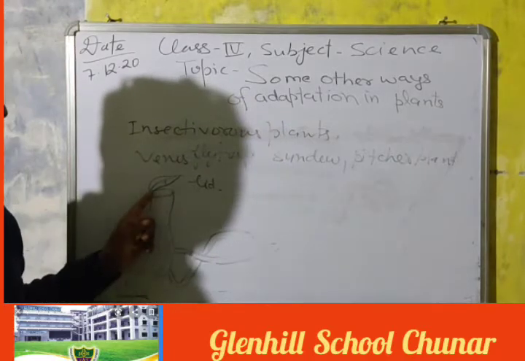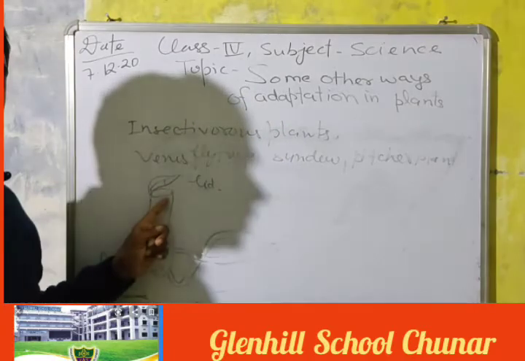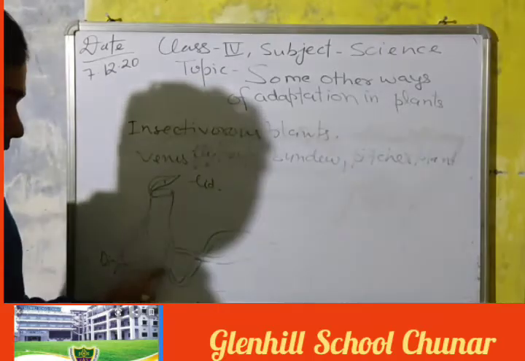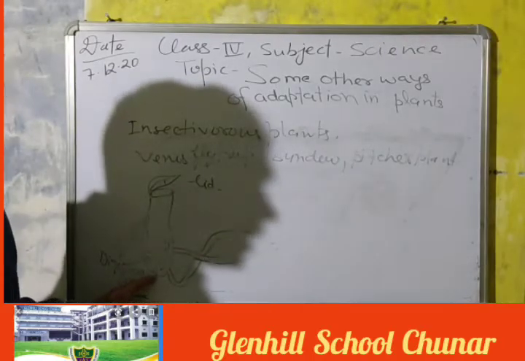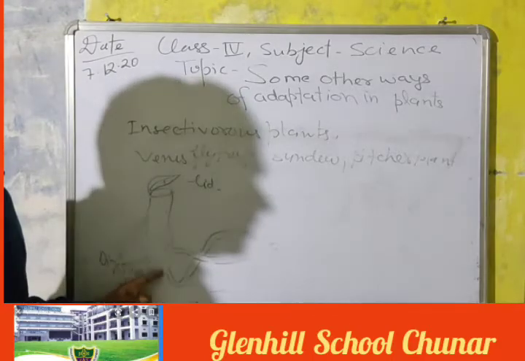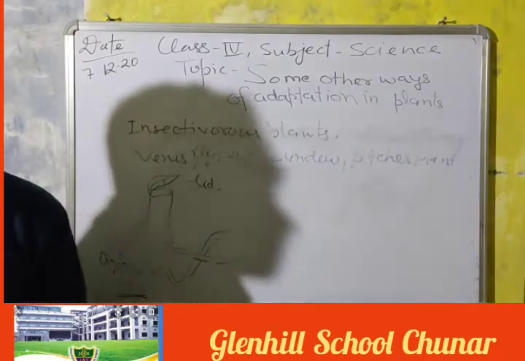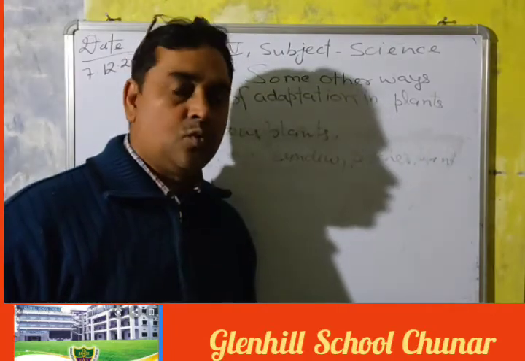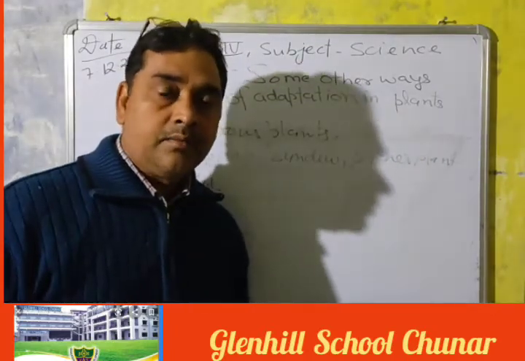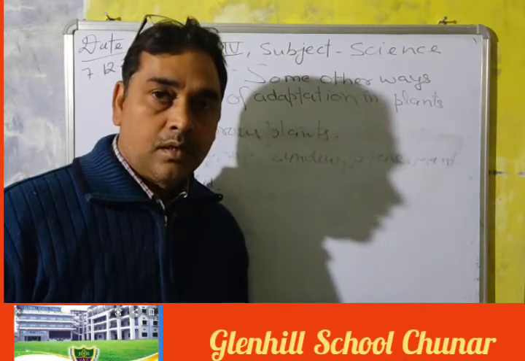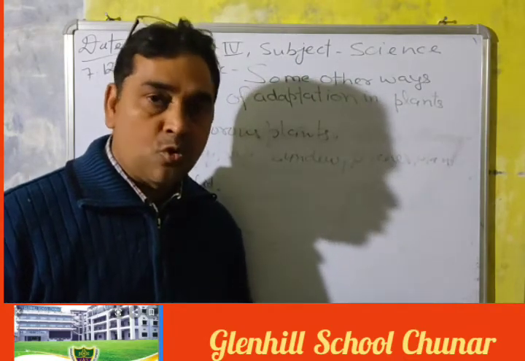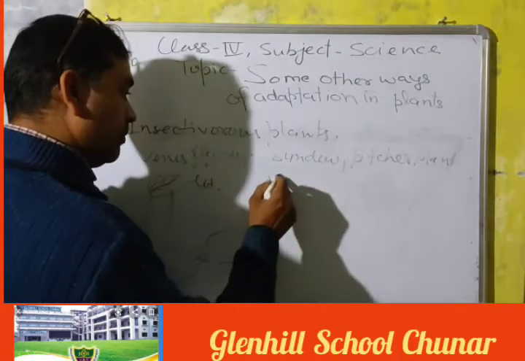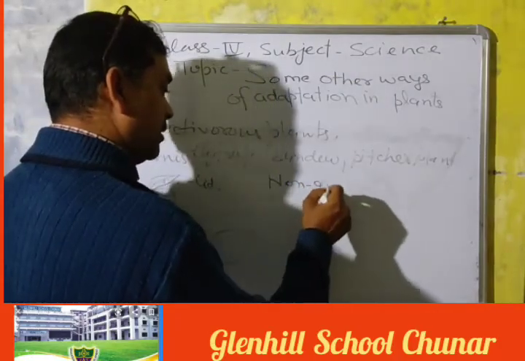So when insects sit on the mouth of the leaf base, they are drawn in by the digestive juice and digested by it. Okay. Some plants like mushroom, fungi, and molds have no chlorophyll. They are called non-green plants.